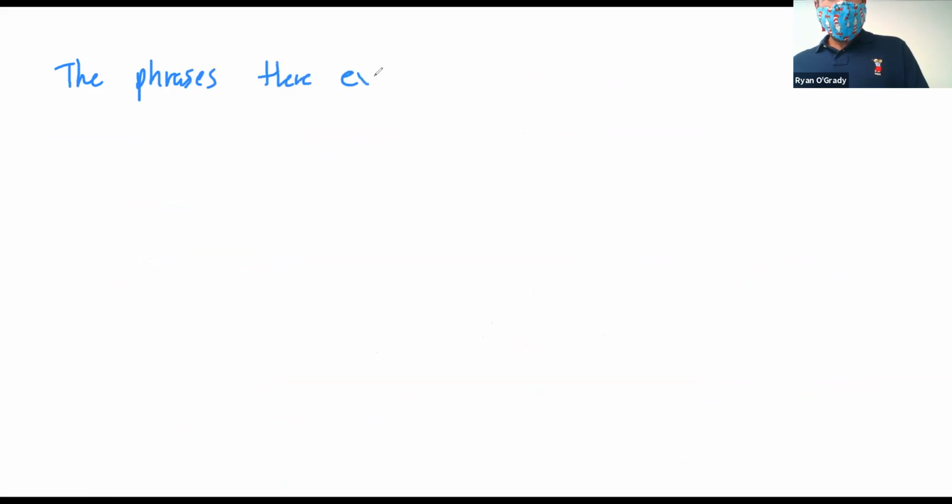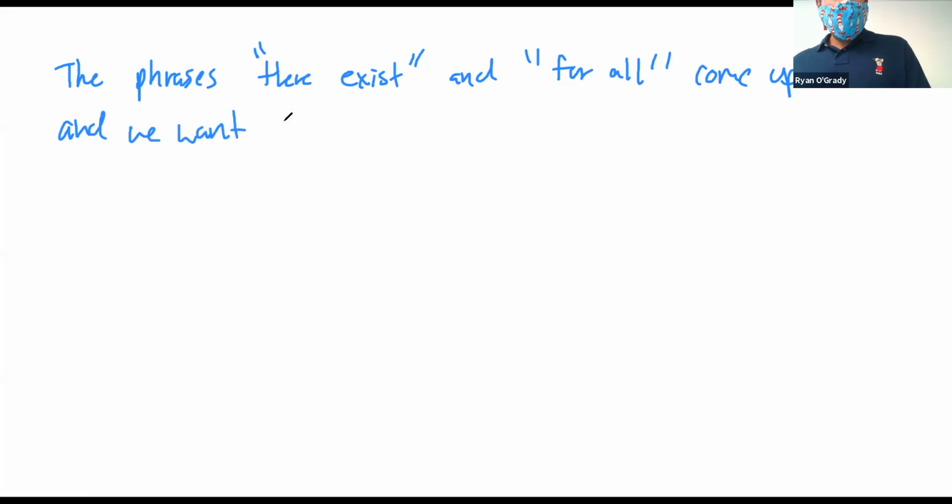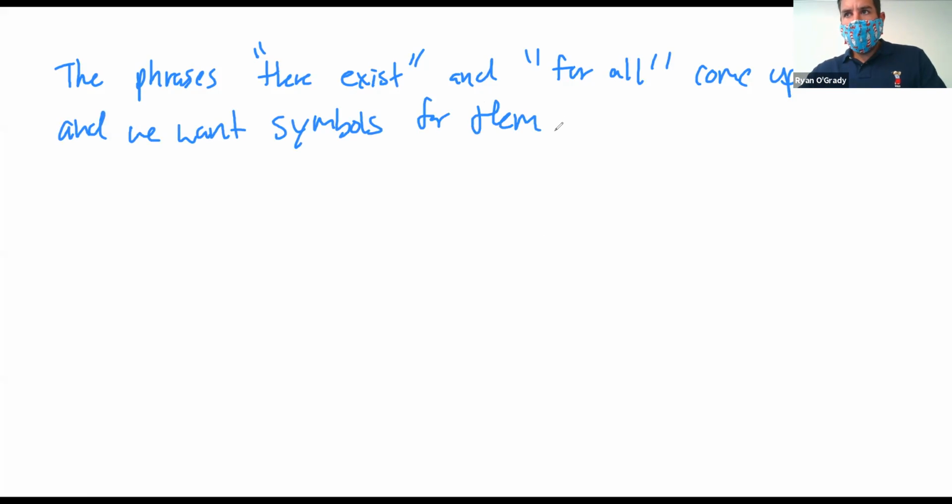So the phrases are "there exists" and "for all." They come up often, and we want symbols for them. That's what we want to do. We want a mathematical symbol that we can use for the words "there exists" and "for all."